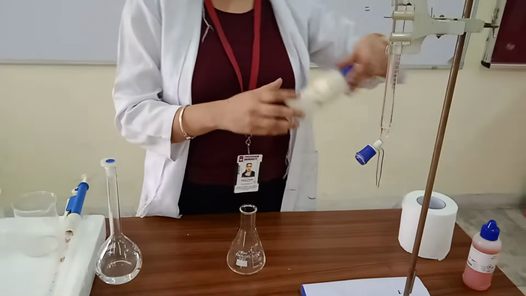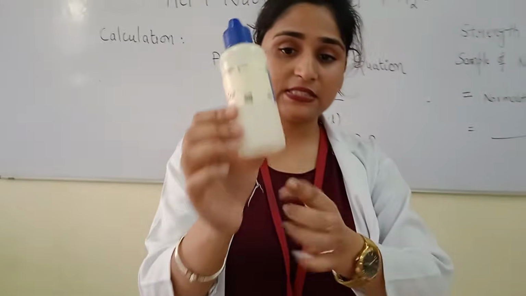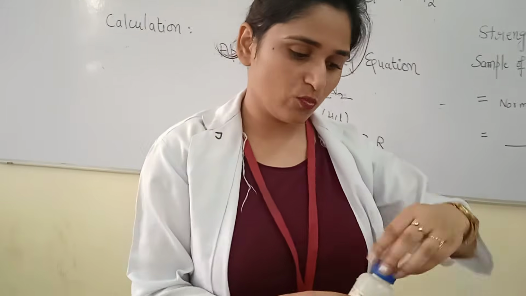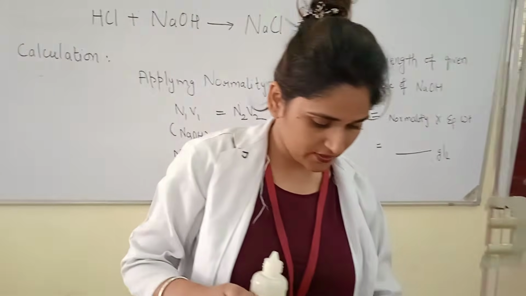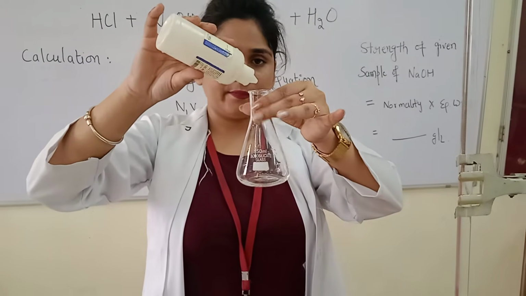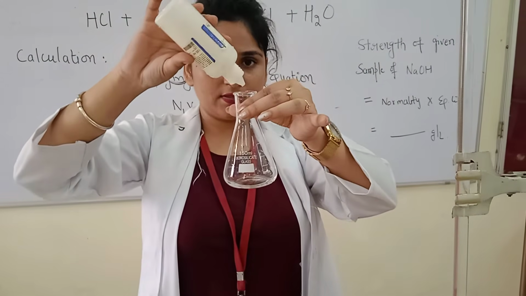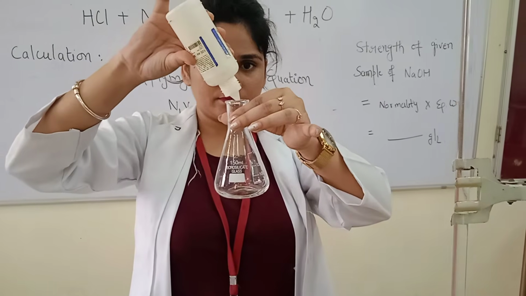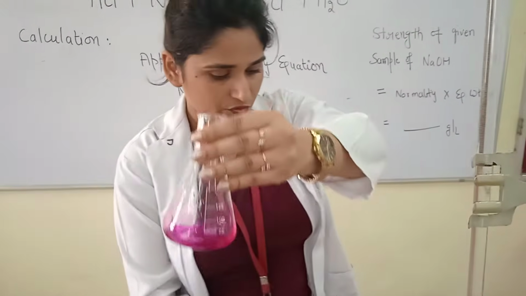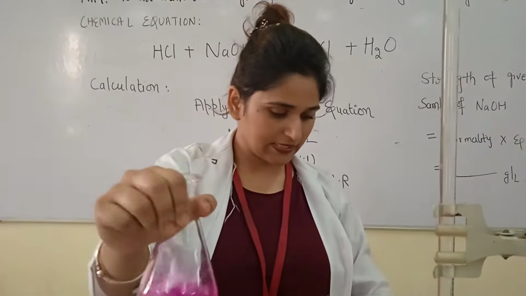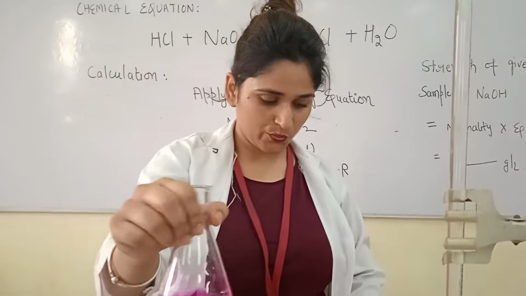This is the phenolphthalein indicator. Just see its color, it is colorless in nature, but it has a property that when you put one drop in the base, it will show a sharp pink color. You can see the pungent color here. Just mix it properly so that the indicator forms a complex with the compound.